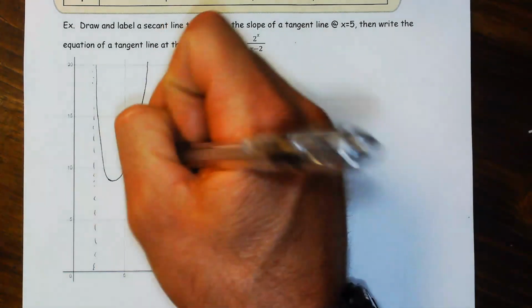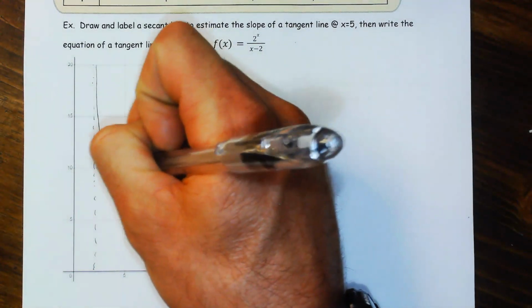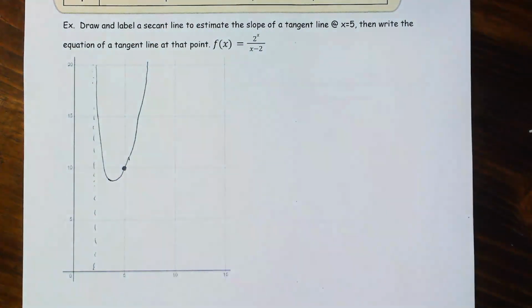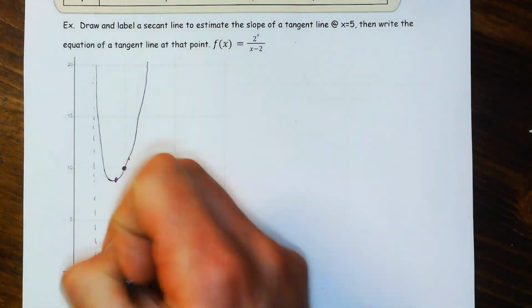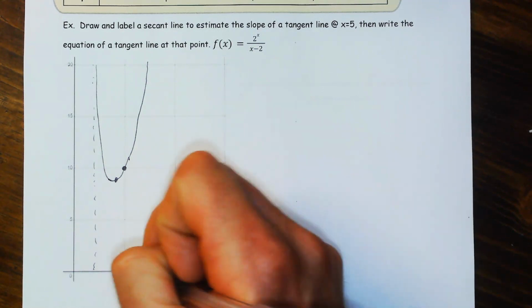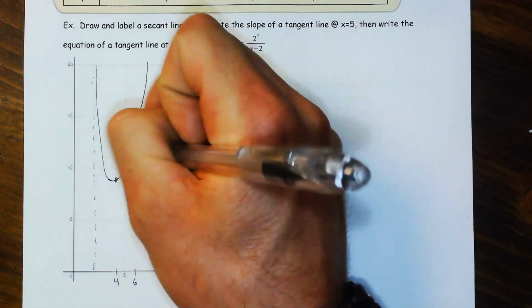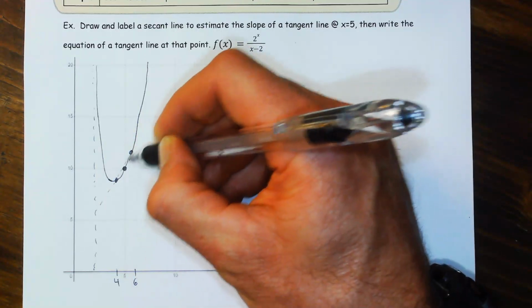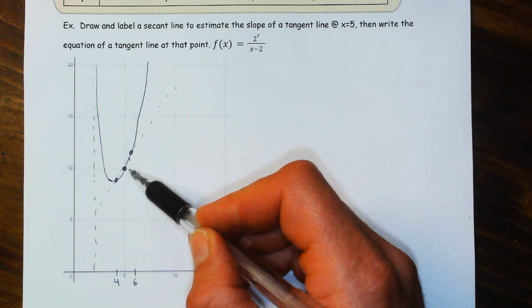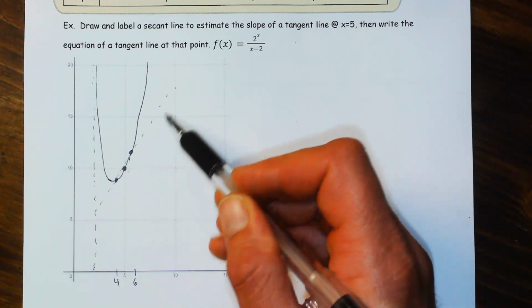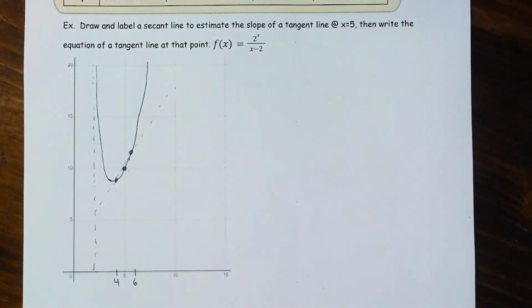So the point that I actually care about is 5. So if I put a dot at 5, that's what I actually care about. And what we're going to do is go through and select a point on either side. So I'm actually going to use x equals 4 and then x equals 6. Okay, x equals 4 and x equals 6. And then if I draw a line through there, do you see how that line would pretty much match up with the slope of the tangent line at that point? It's probably not perfect, but it's probably a pretty good estimation.